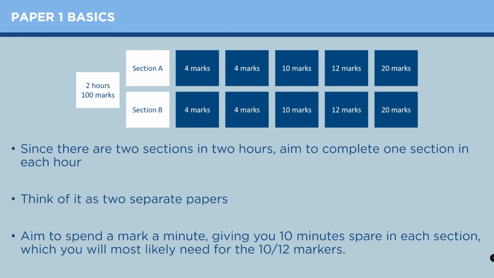So before we go any further, let's focus on the basics for paper 1. This is the same structure as you will see in paper 2. So 2 sections, section A and section B, and they are both worth 50 marks each. 100 marks in total, so both sections have 2 4 markers, a 10 marker, a 12 marker, and a 20 marker. The idea in terms of timing is you should try and complete one section in 1 hour, because it's 50 marks in each section, so if you do the first section in an hour, you're on time to do the second section as well.